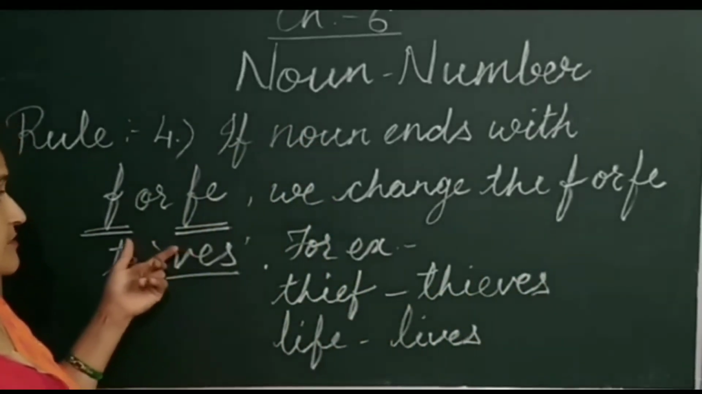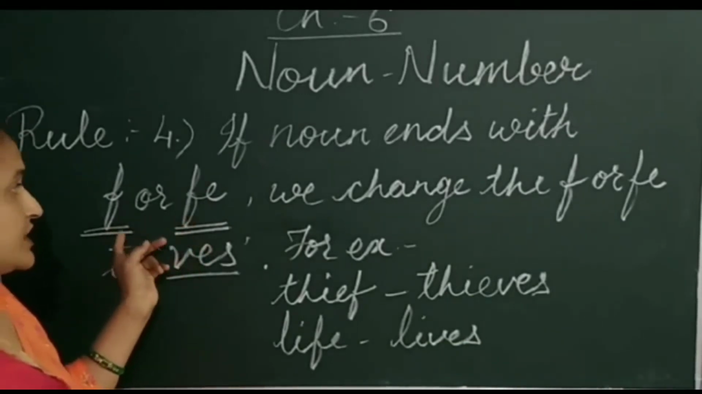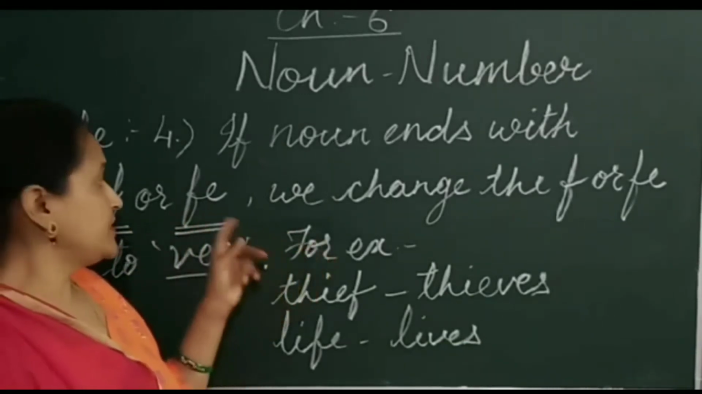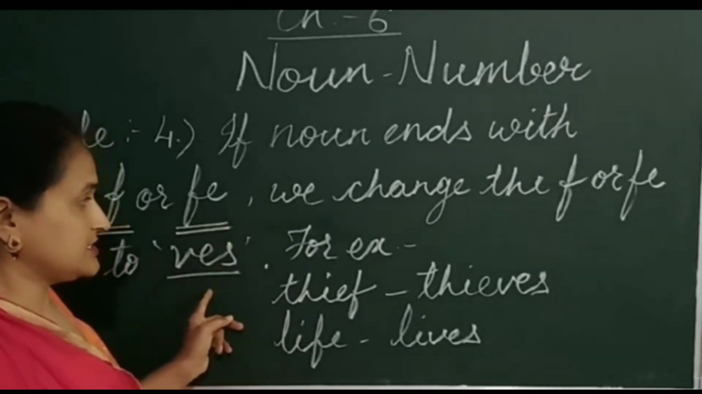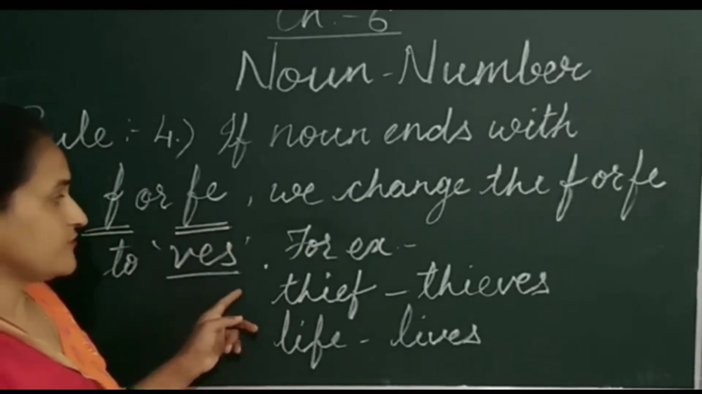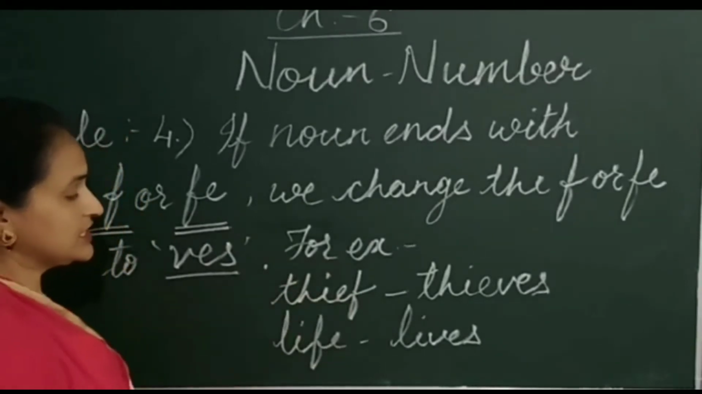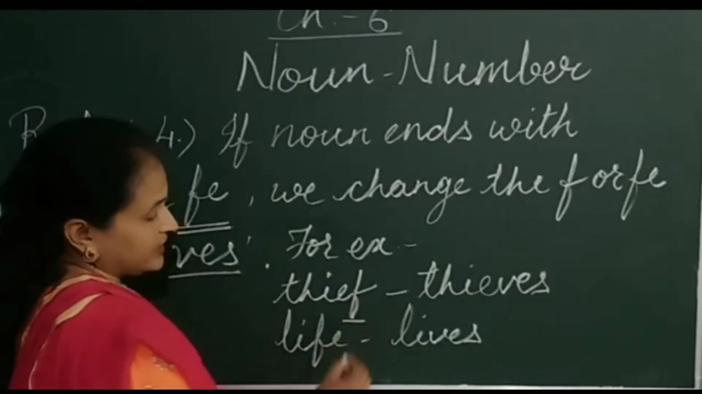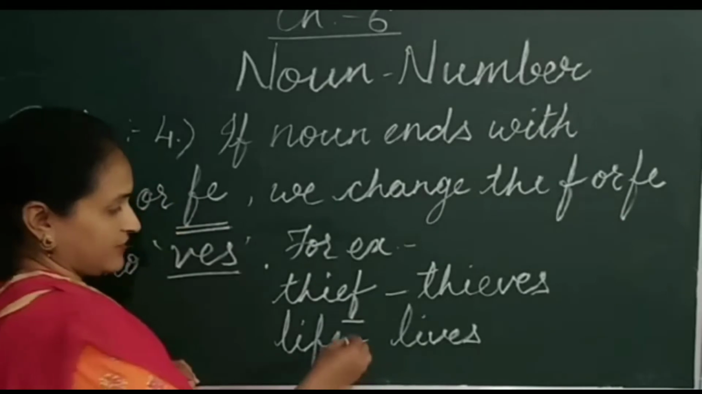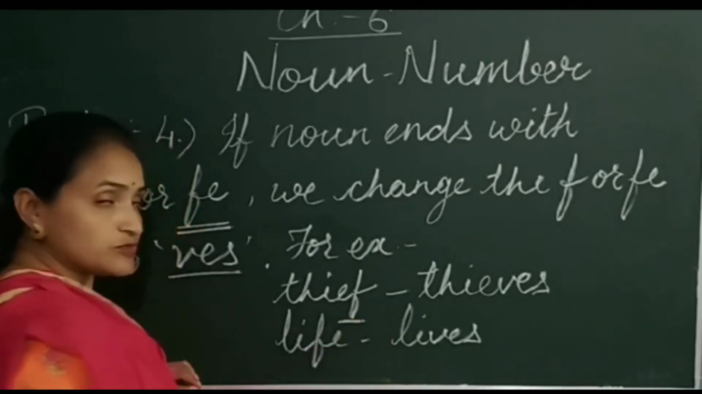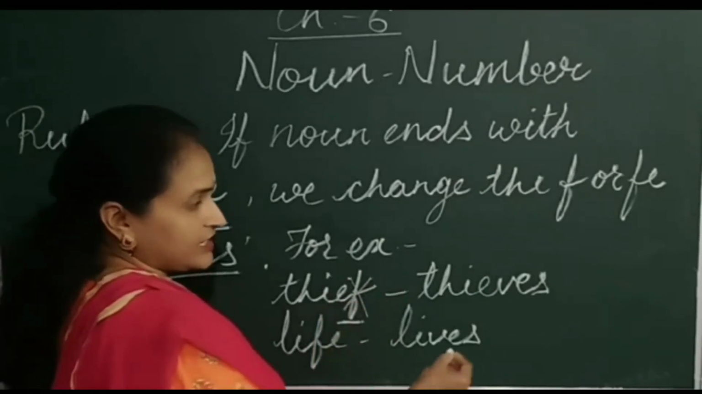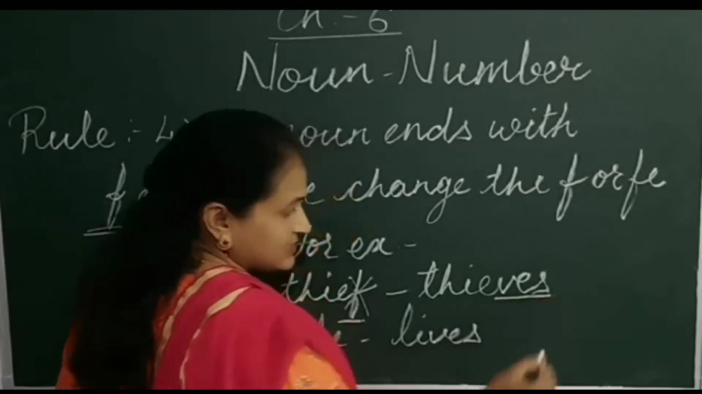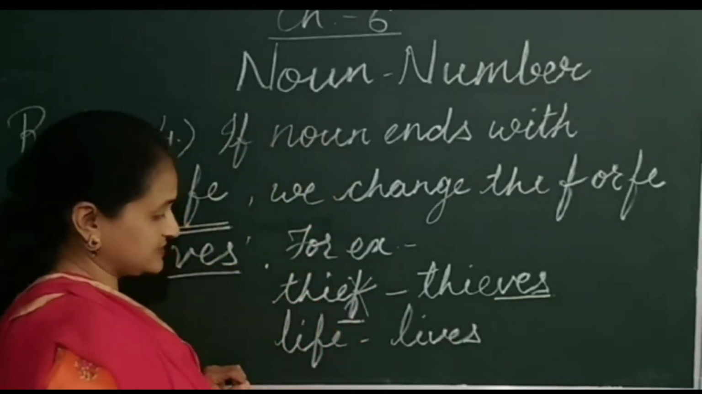Okay? It means if the noun is ending with f or fe, we will omit this f or fe and use ves in place of these letters. For example, see the word thief. Thief, it is ending with f. So to make its plural, we will omit this letter and add ves, and it will become thieves.